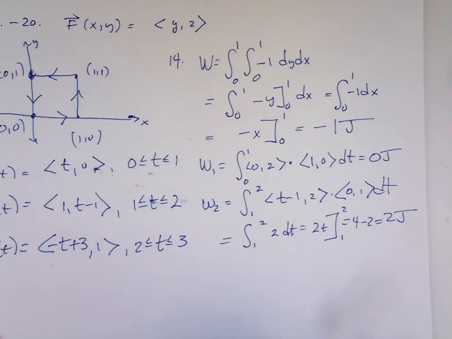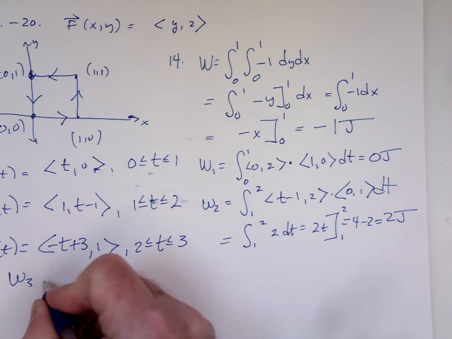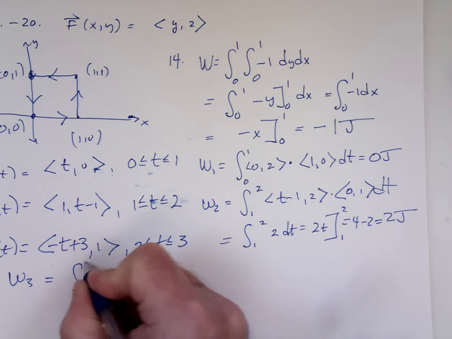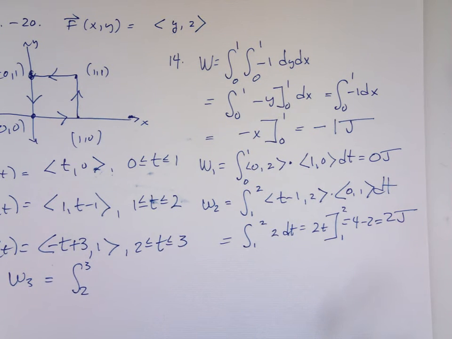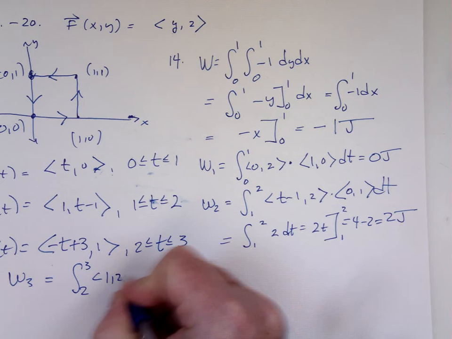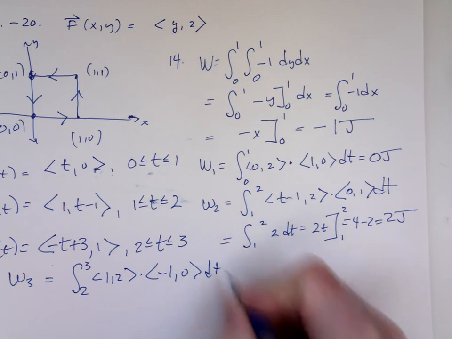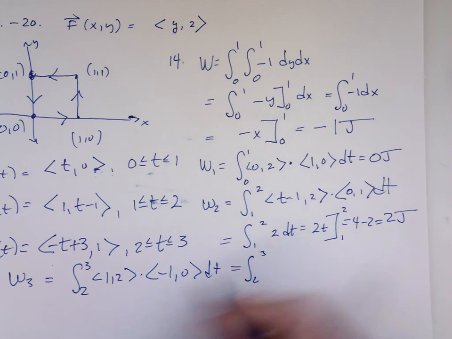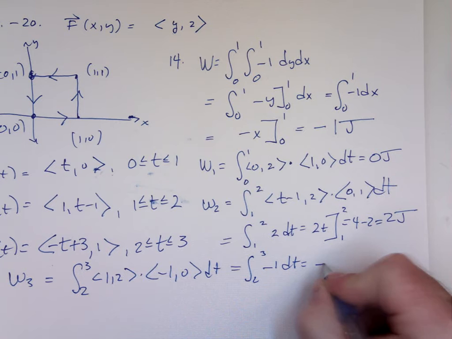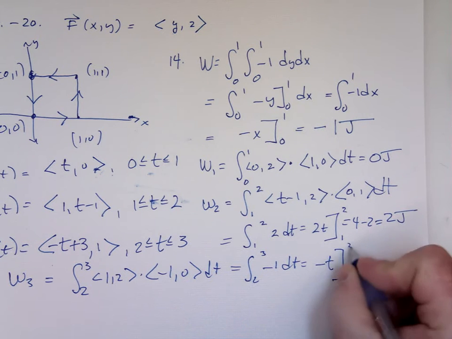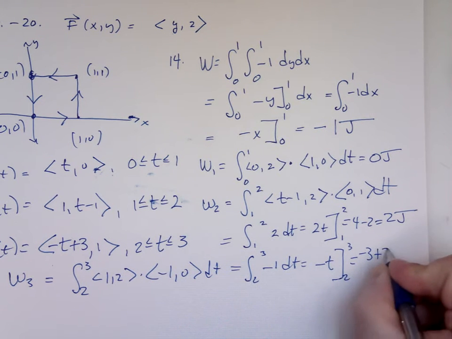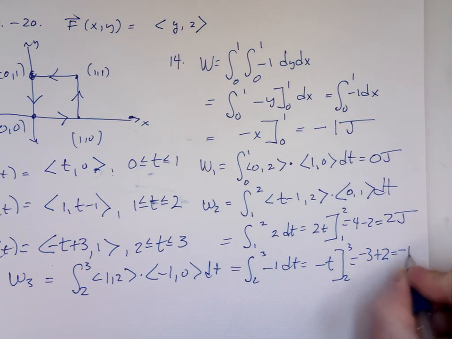So, third work. 2 to 3, y2, R prime, dt. 2 to 3, negative 1. Opposite of t, negative t. Negative 3 plus 2, negative 1 joules of work.